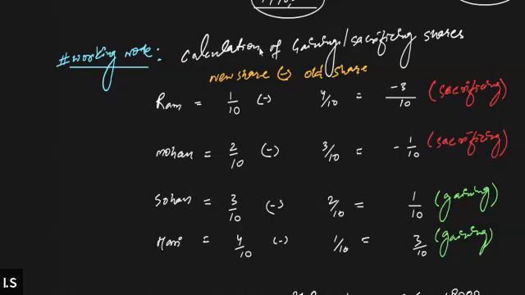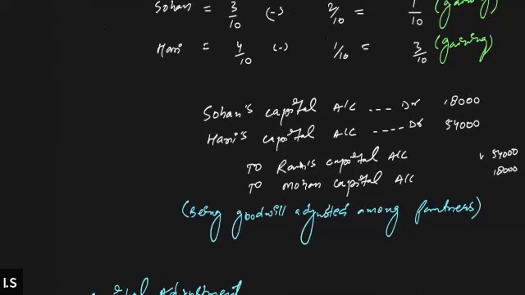See, in this working note, it is clear that Ram and Mohan are sacrificing and Sohan and Hari are gaining. That means Sohan and Hari's capital account will be debited and Ram and Mohan's capital account will be credited, right? So Sohan's capital account, Hari's capital account debit to Ram and Mohan capital account. This will be the general entry. Ram and Mohan's capital account will be credited.